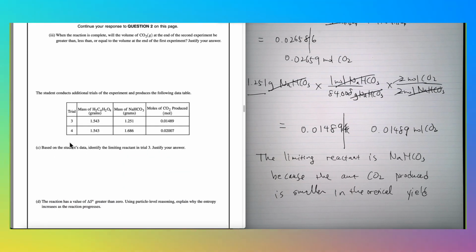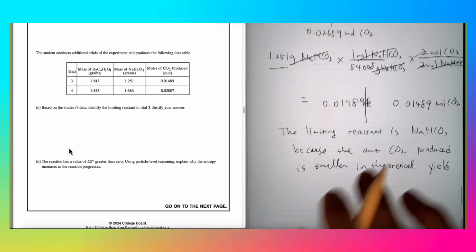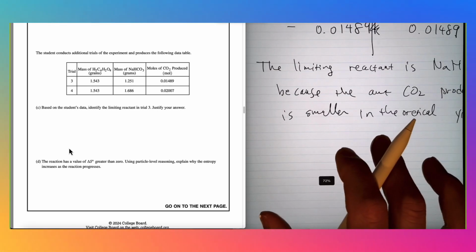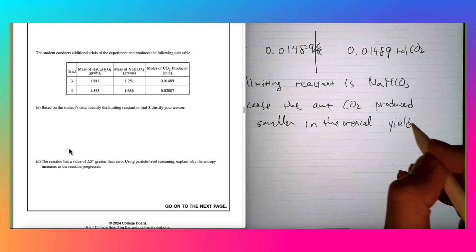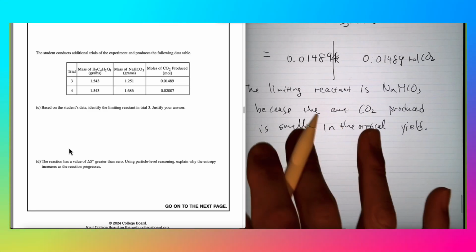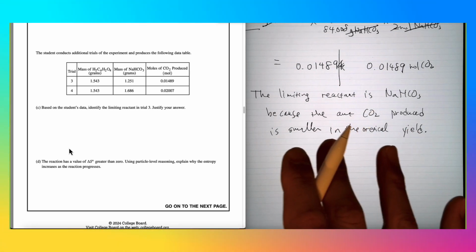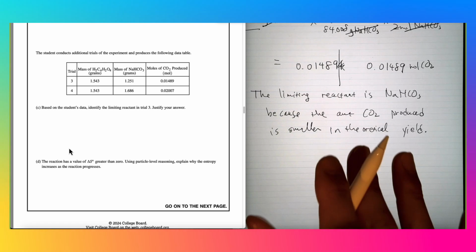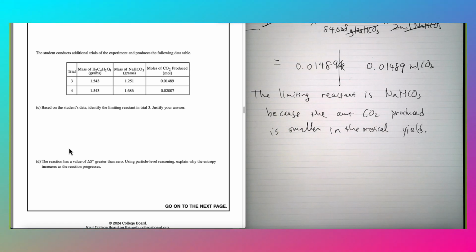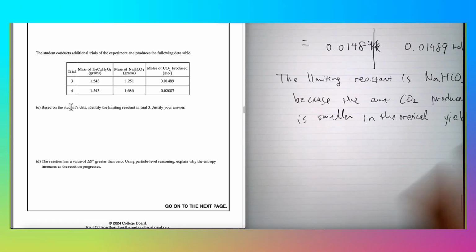Where was it? Part C. And then part D, if you need to elaborate more, I think this is enough. Yeah, College Board, I think, is written like this. You can also say that because it gives a smaller yield, this reactant will get used up faster before the other reactant is all used up. So, I think this is okay. So I'm just gonna move on.